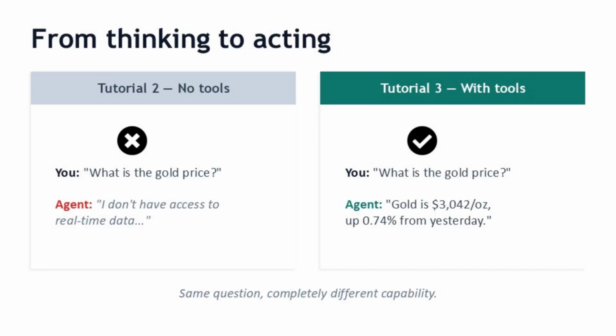In Tutorial 2, if you asked your agent, "What is the current gold price?" it would say, "I don't have access to real-time data." Today, we fix that. We're giving the agent a tool, a function it can call to fetch live data from the web. Same question, completely different answer. The agent will call a gold price API, get real numbers, and generate a market summary using live data. This is where orchestration starts to get interesting.